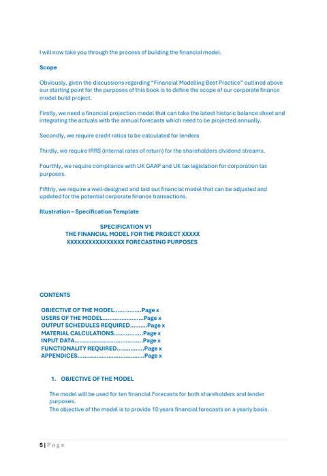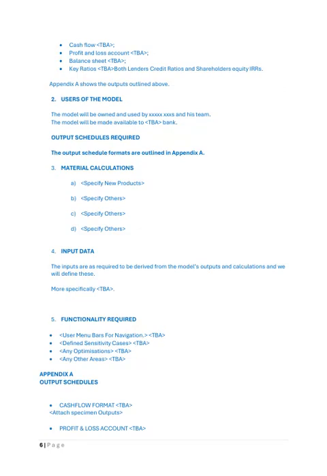To guide this, a specification template outlines the objective, intended users, output schedules, essential calculations, input data, required functionality, and appendices. The core objective is to generate a 10-year financial forecast, updated annually, that supports both shareholder and lender decision-making needs. The outputs we need to focus on include cash flow, profit and loss accounts, balance sheets, and key ratios, which cover both lenders' credit ratios and shareholders' equity internal rates of return. These outputs are detailed further in Appendix A.